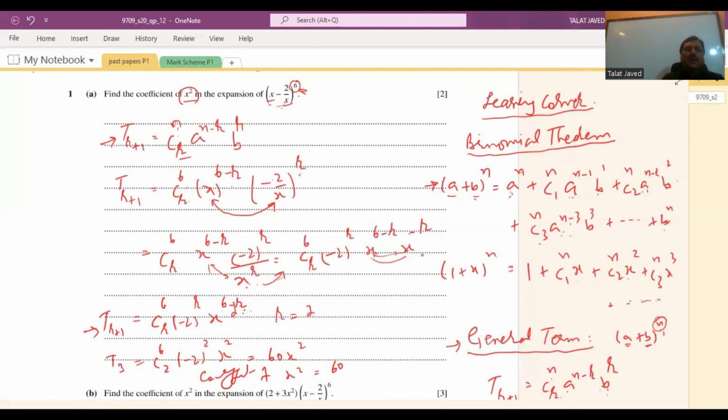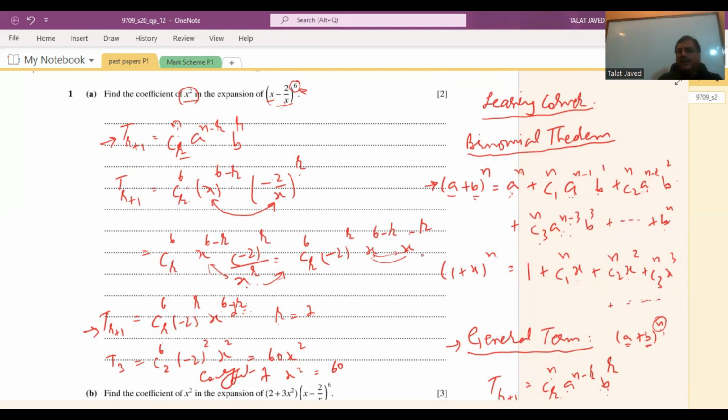So r should be 2. So 6 minus 4, we can have x squared. 6C2 times minus 2 raised to power 2 will give x squared. So by solving 6C2 on your calculator, you can use 6C2 by finding shift on your calculator.